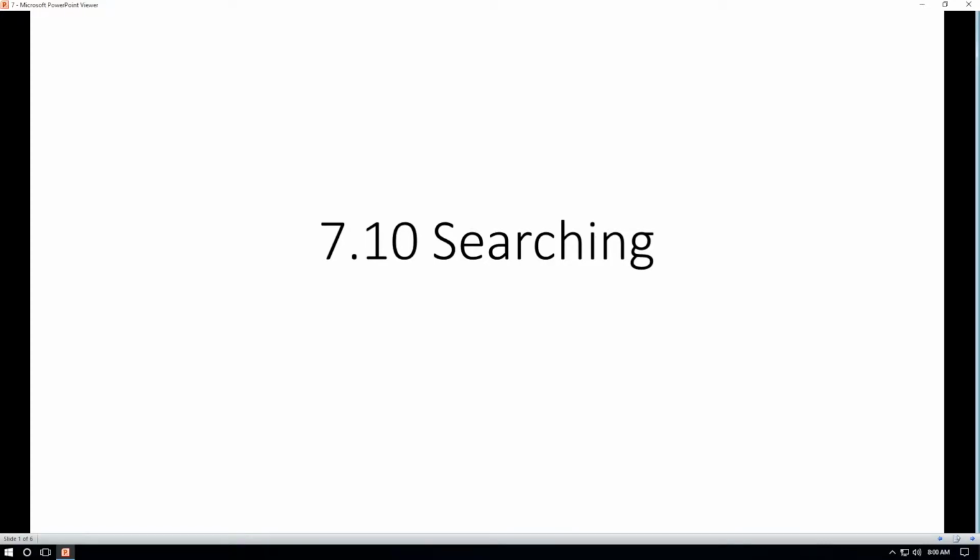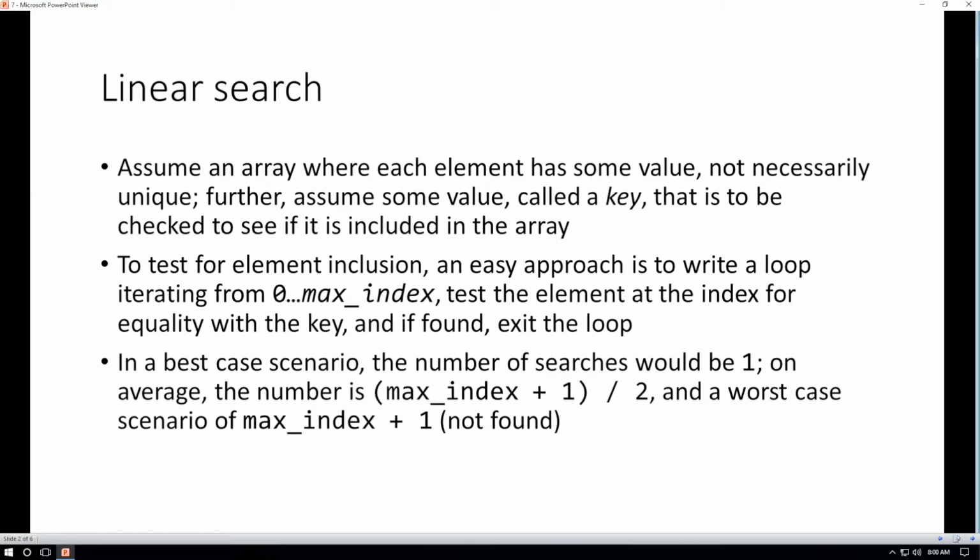In this section, we're going to discuss searching, but more than that, we're going to discuss something called algorithm analysis and Big O notation. A linear search is the name given to a type of searching where we have a container, like an array, and we start at one end and we sequentially iterate over each element, checking to see if that element is the one we're looking for.